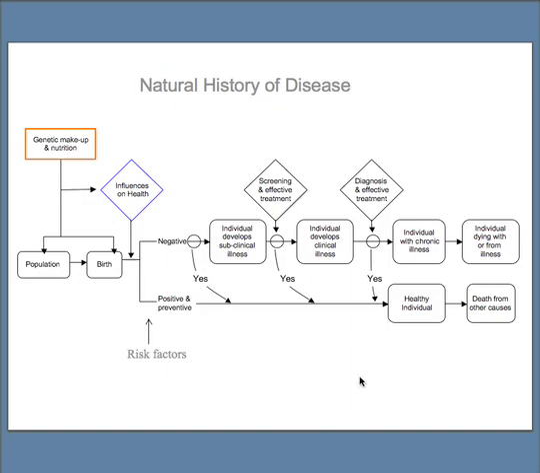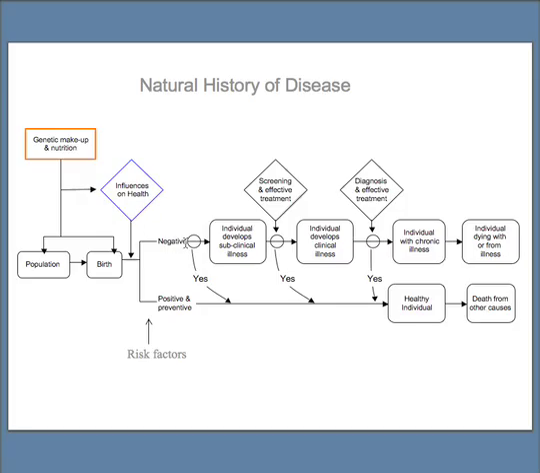So here we are looking at a blow-up of the lower section of the graphic, which shows a population, and within the population there's a birth of an individual, and in the life course of that person there are various negative as well as positive and preventive factors influencing that person's health. If these factors are mostly positive and preventive, we have a healthy individual that goes on, lives life, and dies from some particular cause eventually.